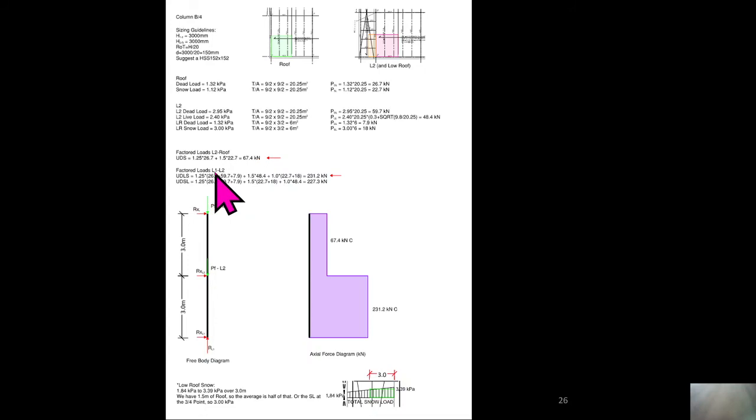From level 1 to level 2, though, things are a little bit different. I have all of the loads from the roof, but also all the loads from level 2.